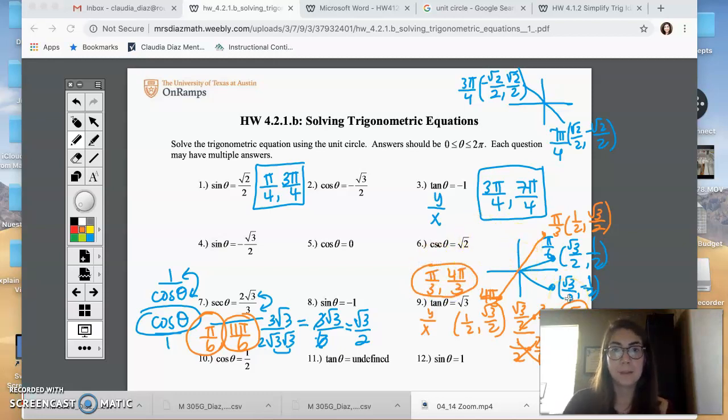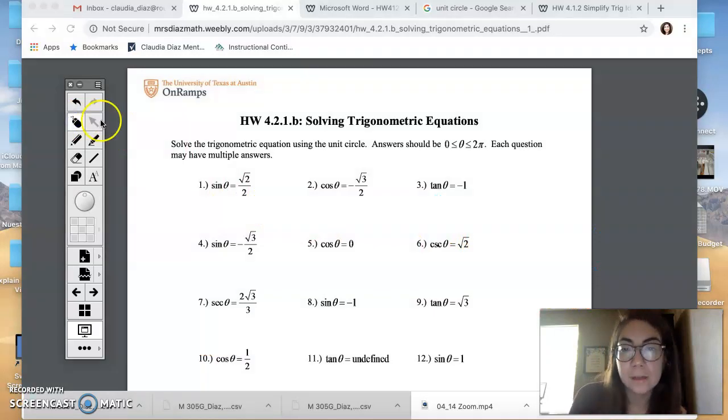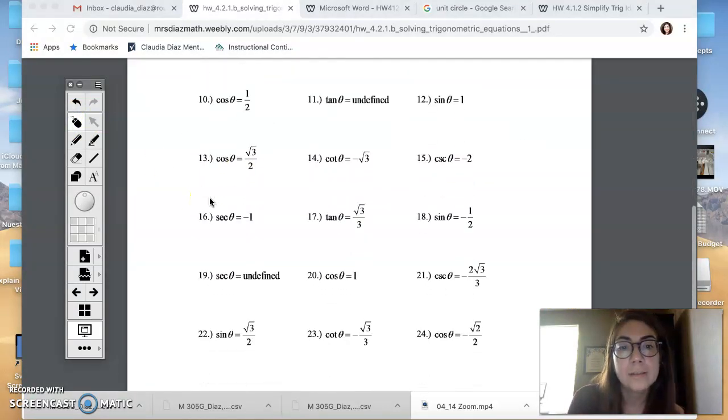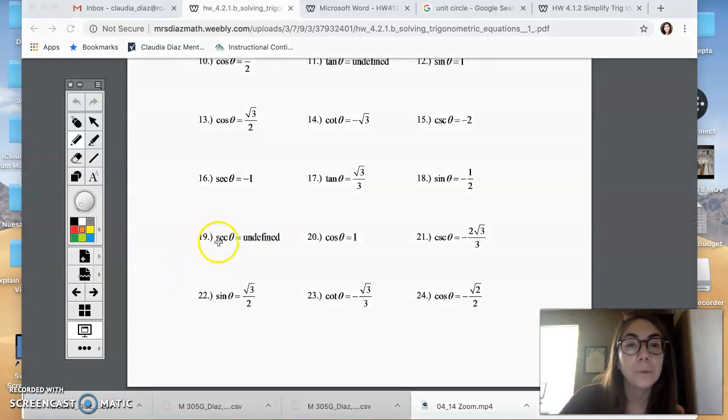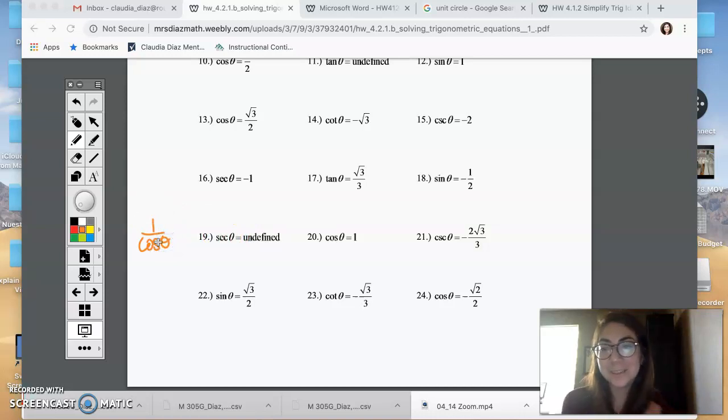There it is. Let's look at what else is on this page. It's a lot of similar problems. Let's try one that's undefined, like secant theta is undefined. Well, remember secant is 1 over cosine. I keep getting secant, I should try a cosecant.